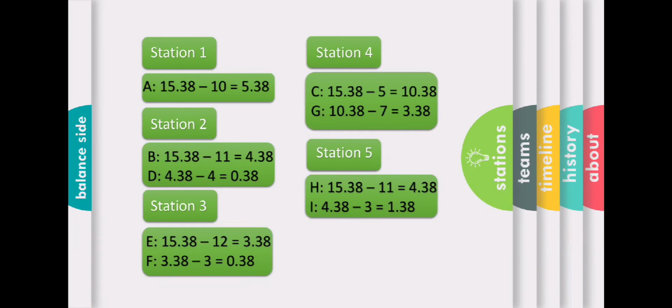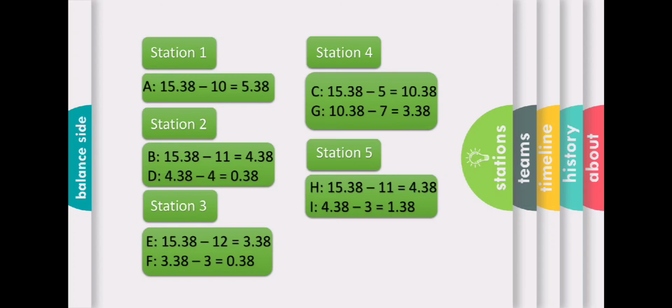Task B has already assigned, and task C is the precedence of task B, so task C can now be assigned in another station. So 15.38 minus 5, which is the duration of task C, is equals to 10.38. And 10.38 can be subtracted from the duration of task G, which is 7. So task G can also be assigned together with task C. So 10.38 minus 7 is equals to 3.38.